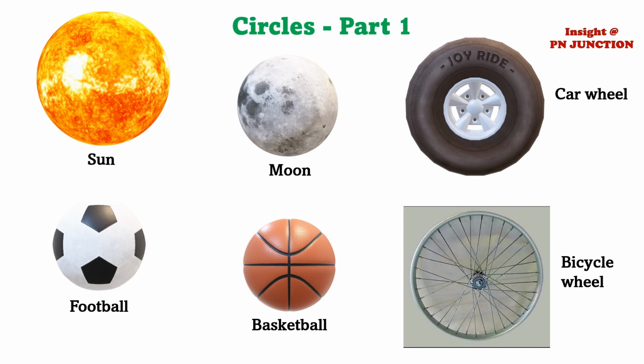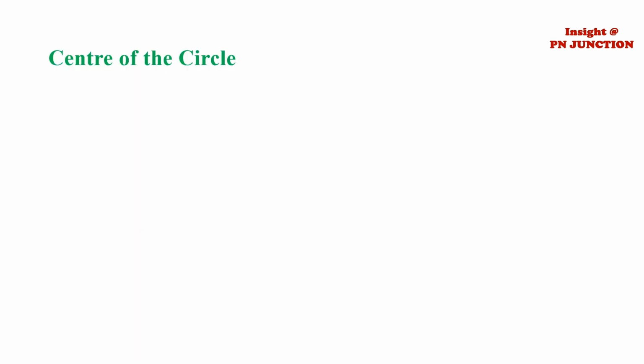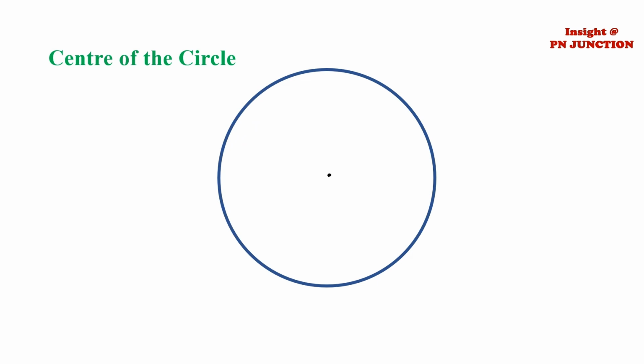Now, let us study the circle in detail. A circle is a geometric shape that consists of a closed curve in which every point on the curve is equidistant from a central point, called the center. It is a fixed point usually denoted as capital letter O.